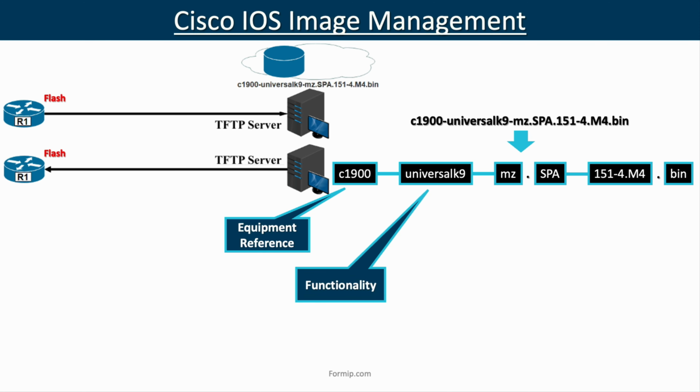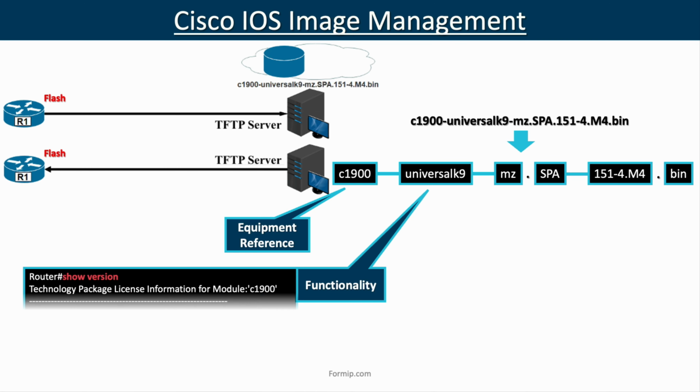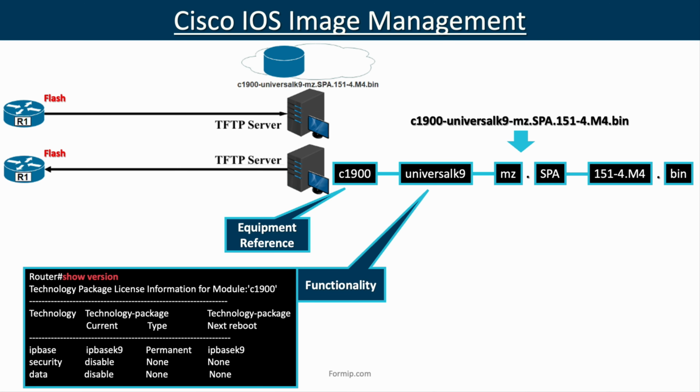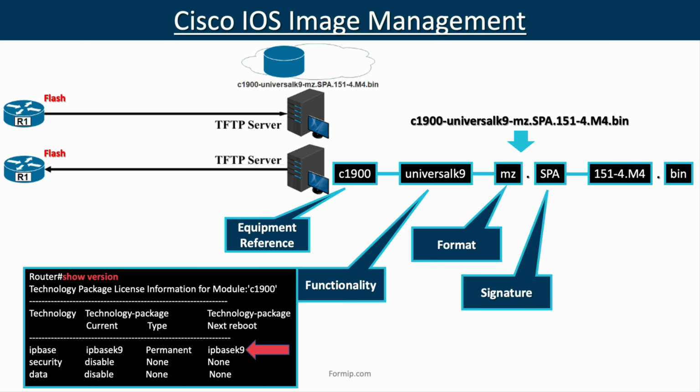The second part gives the characteristics of the image. The universal type includes the IP base, security, and data. Each router is enabled by default with the IP base function. The rest of the features are activated with a license key. The third part shows where the IOS runs and whether the file is compressed. In the example, the M indicates that the file is running from RAM, and the letters ZB mean that it is compressed. The fourth part is the digital signature of the image.